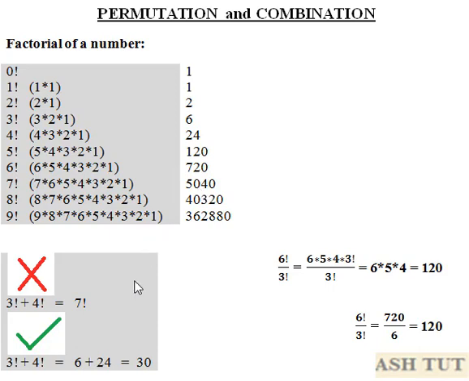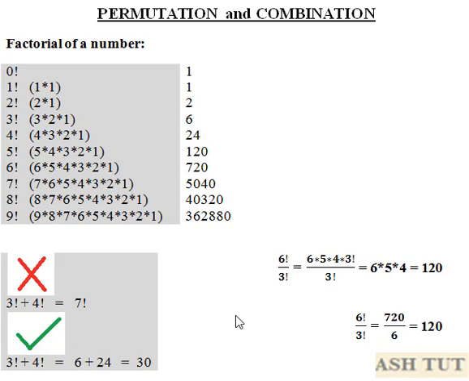Now there are some properties of factorial. For example, 3 factorial plus 4 factorial equals 7 factorial. So this is wrong. You can't directly add, subtract, multiply or divide factorials. So how to solve this? Always write the value of these factorials. The value of 3 factorial is 6 and the value of 4 factorial is 4 into 3 into 2 into 1, which is 24. So the value of 3 factorial plus 4 factorial is 6 plus 24 equals 30.